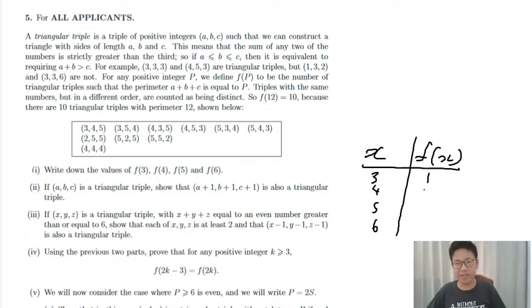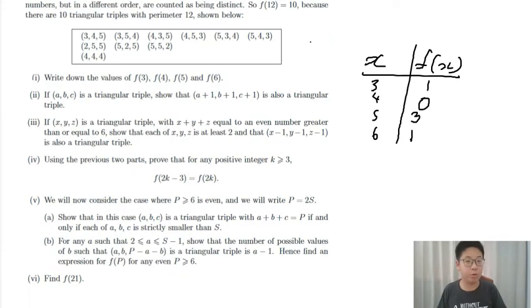There are no triangles of perimeter 4 because the only candidate is the flat triangle 1, 1, 2. However, there are 3 triangles of perimeter 5. Actually, there's only one distinct triangle, but in 3 different orientations, so that counts as 3. And for 6, there's only 1: 2, 2, 2.